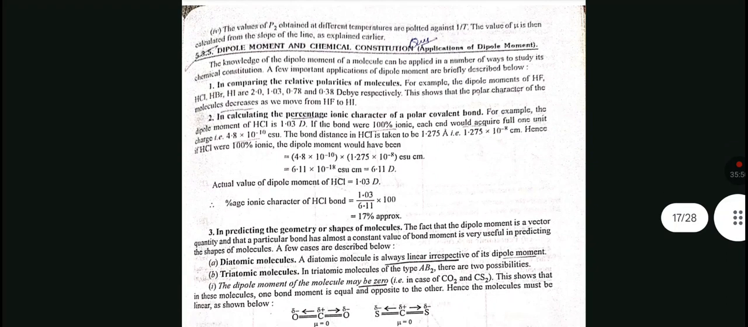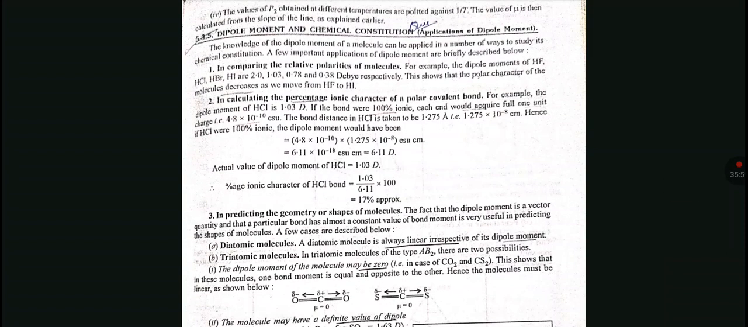Dipole moment and chemical constitution. The knowledge of the dipole moment of a molecule can be applied in a number of ways to study chemical constitution. A few important applications of dipole moment are briefly described below. In comparing relative polarity of molecules, for example, the dipole moments of HF, HCl, HBr, HI are 2.0, 1.03, 0.78 and 0.38 debye respectively. This shows that the polar character of the molecule decreases from HF to HI.